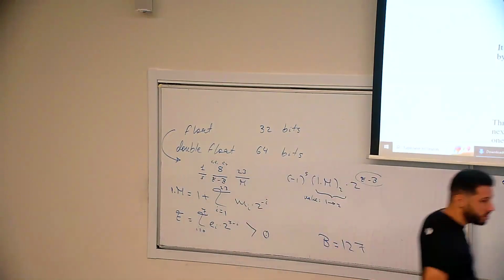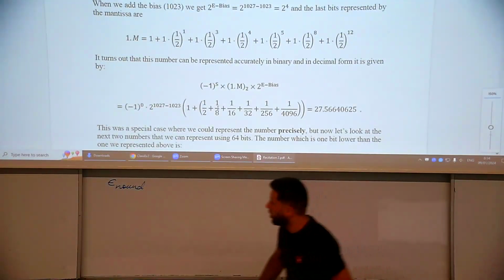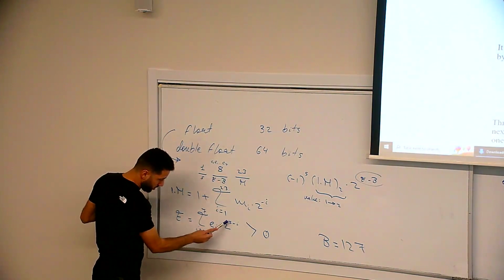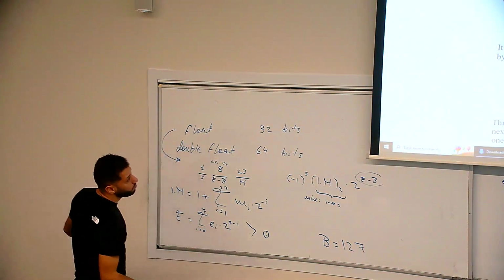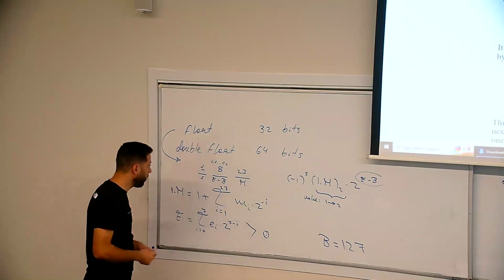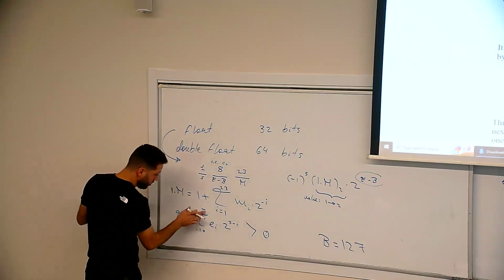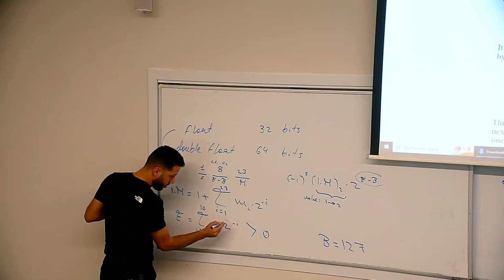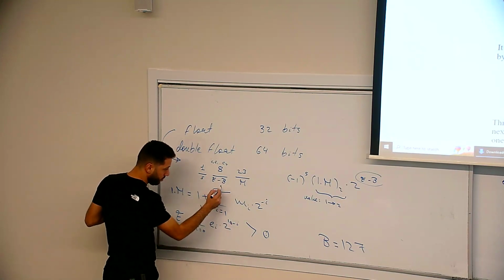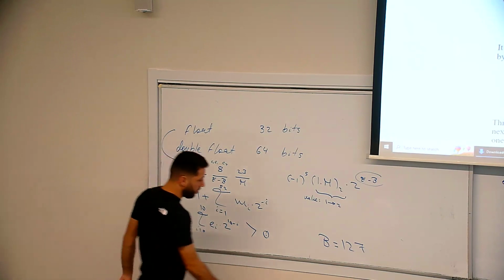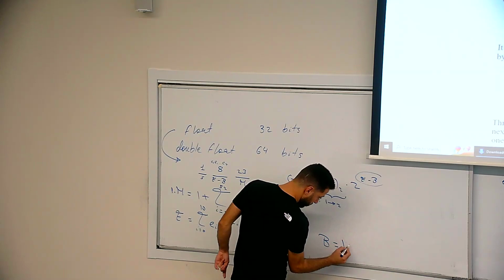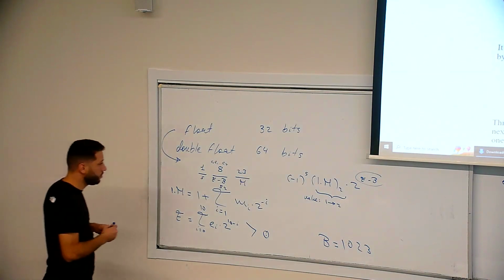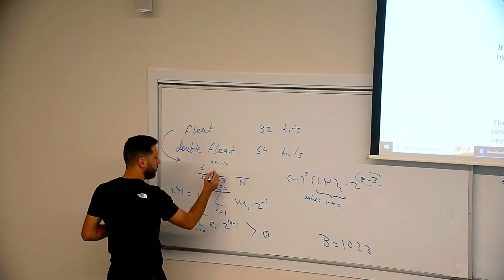And the exponent is like I wrote here, 2 to the 7. Okay, so that's for the float, and for the double float, now I will write for the double float. We have here 10, here 10. We have here 52. So that's it. And we have here 1040.